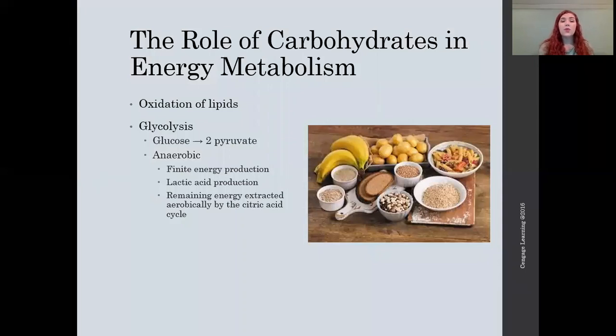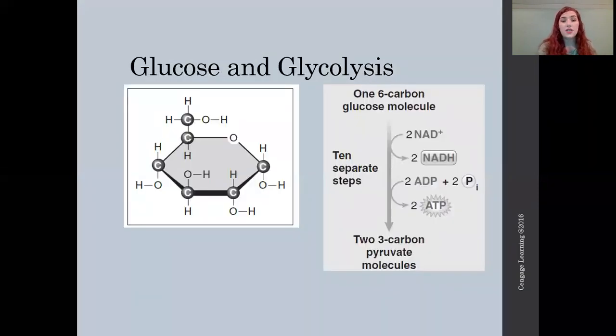Carbohydrates play a big role in the metabolism of energy. One of these ways is through the oxidation of lipids or fats, and another is through the process of glycolysis, which is a metabolic process in which glucose is fully broken down into ATP. Right here in these figures, we can see on the left is the chemical structure of glucose, and on the right is a depiction of the process of glycolysis and the steps that that glucose molecule will go through in order to turn into ATP.